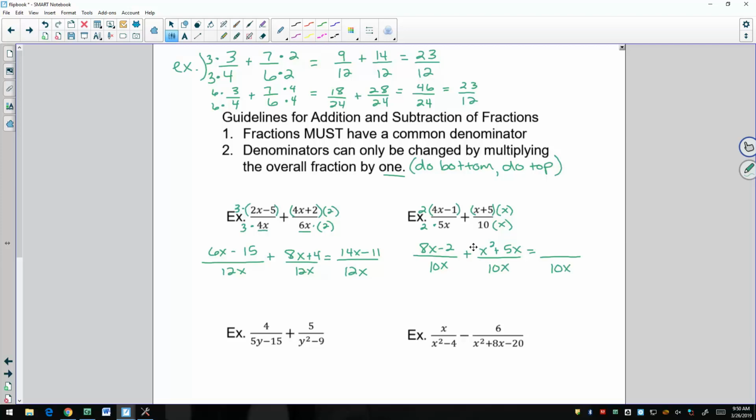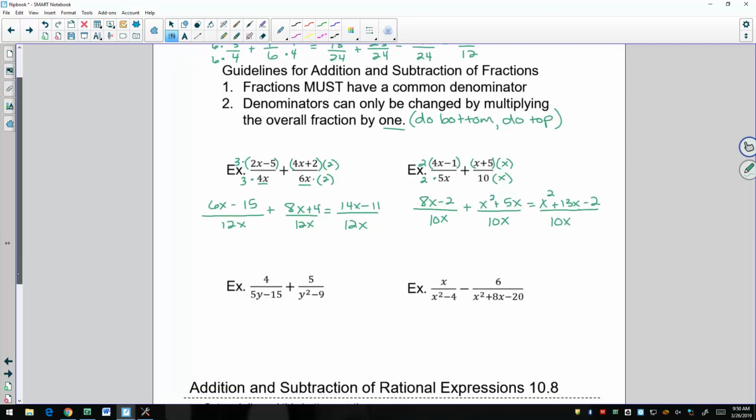So now my denominator, my answer is the same as the other two. It's 10x. And when I combine my like terms up here, I'm going to put them in order of the largest exponent down to the smallest. So I'm going to put x squared first, and there's no other x squared. The x's, there are two x's that I can add together, 8x and 5x, that's 13x. And then there's nothing to combine with the negative 2, so it just stays negative 2. And that's your final answer.